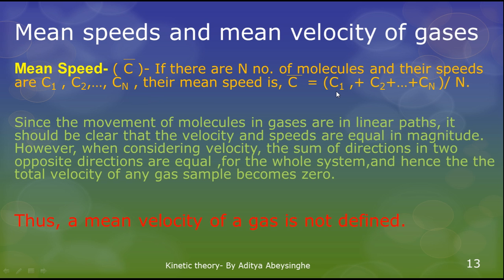If you have, for example, speeds of 2, 4 and 6, the mean speed of that gas sample is (2 plus 4 plus 6) over 3, because there are 3 molecules. So we take the summation and divide it by the number of molecules. It is 2 for the first molecule, 4 for the second and 6 for the third, divided by 3. So 2 plus 4 is 6, 6 plus 6 is 12, 12 by 3 is 4. So the mean speed of this gas is 4.